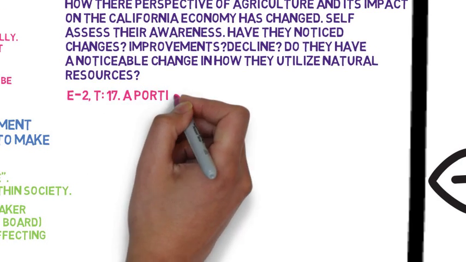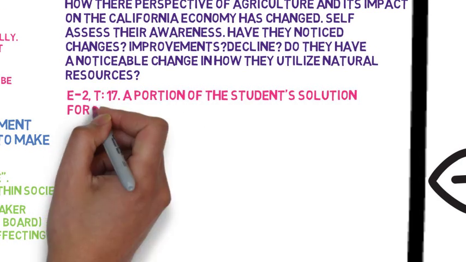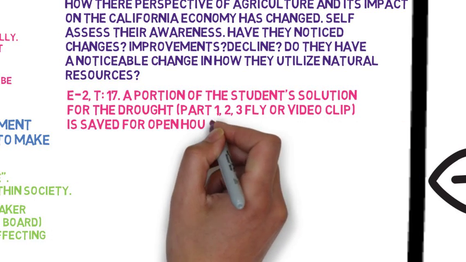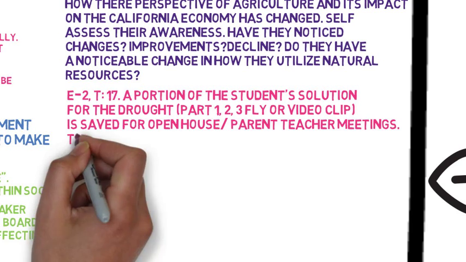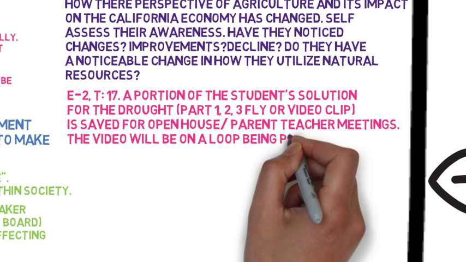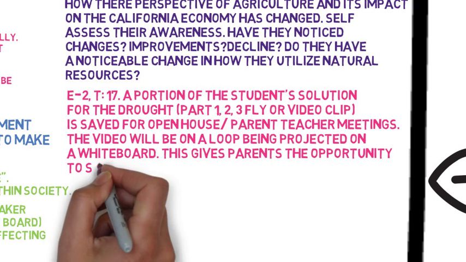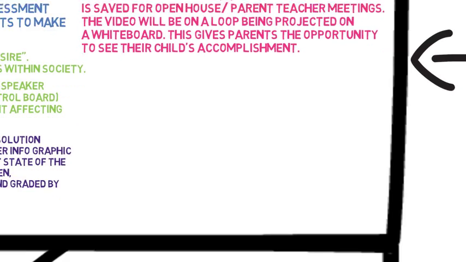17. A portion of the student's solution for the drought, part 1, 2, or 3, flyer or video clip, is saved for the open house parent-teacher meeting. The videos will be on a loop being projected on the whiteboard and the flyers will be hung around the room. This gives the parents the opportunity to see their child's accomplishment.